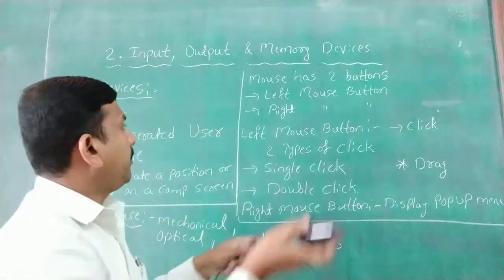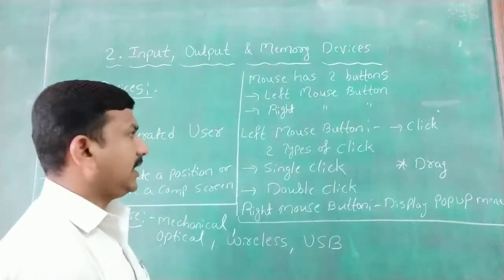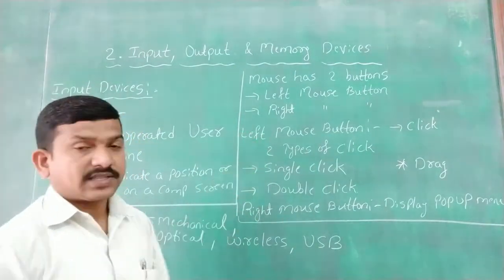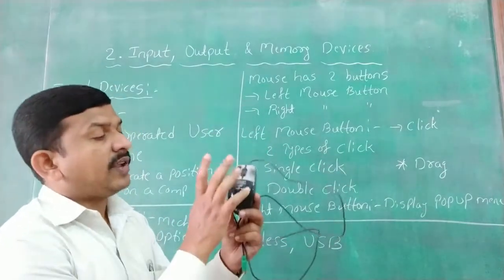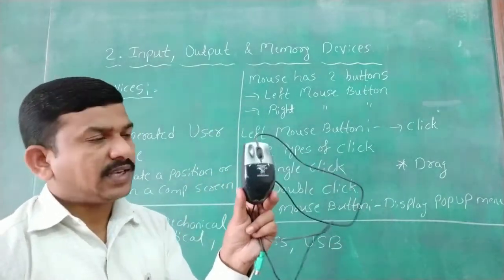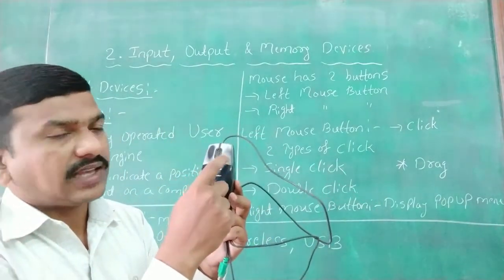Yes, so come back here. So mouse has how many buttons? 2 buttons, left and right mouse button. So first we discuss what is the use of this left mouse button. What is the use of left mouse button? By seeing this mouse, look here, actually this color is like this.